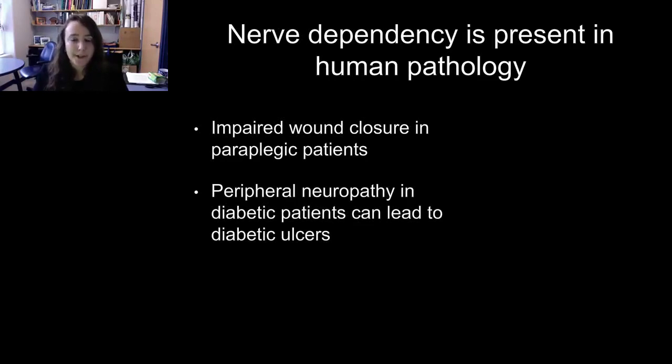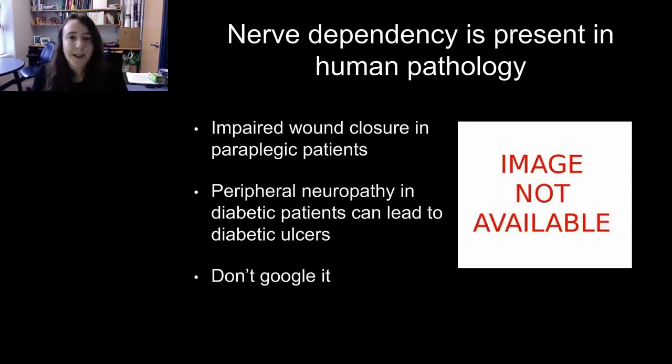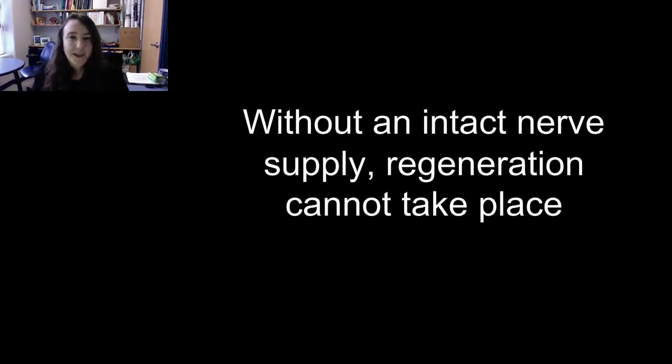So what happens here is the peripheral nerves are damaged in the extremities, such as the hands or feet, and when that extremity is injured, there is no nerve present to support the healing of that wound. Thus, the wound, instead of healing over, ulcerates and becomes much more complicated from a health standpoint. And I have not included a picture of a diabetic ulcer because I don't know how many of you are eating right now. So what I'd like to take away from this introduction is that without an intact nerve supply, regeneration cannot usually take place. I'm going to say usually here because I'm about to show you some experimental exceptions.